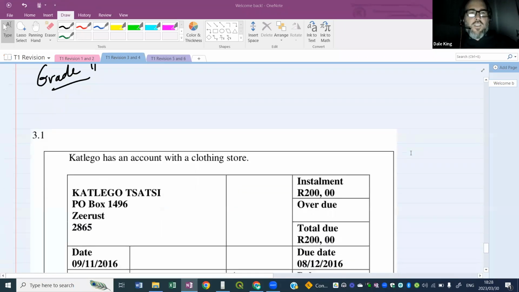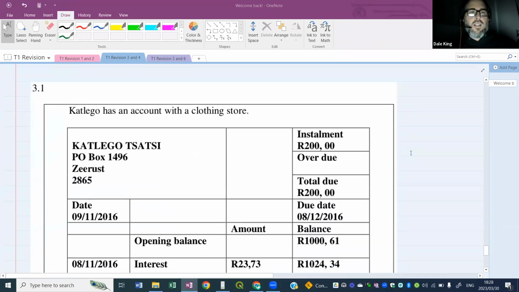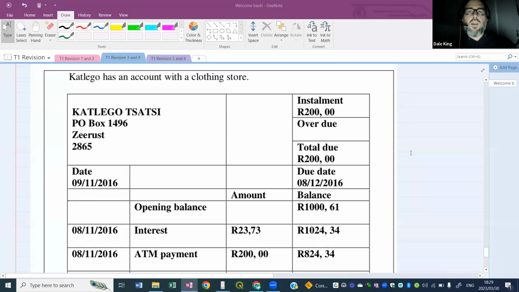All right, so let's have a look at this. So it says here, Katlego has an account with a clothing store. So this is a clothing store account statement. The clothing store sends this to you every single month to show you the account that you have at the store, your balances, what you owe, etc.